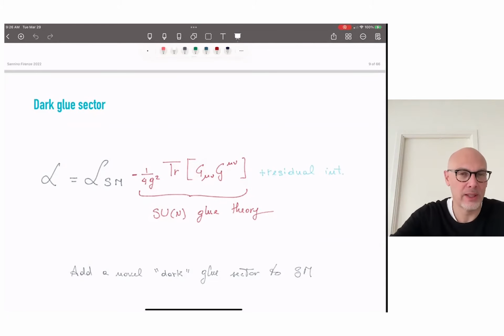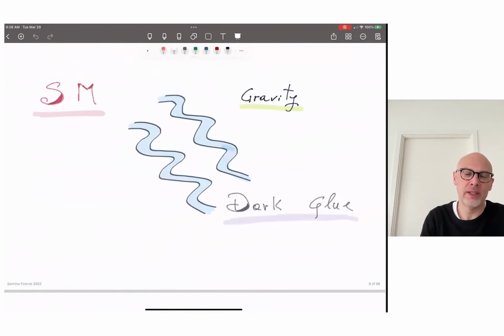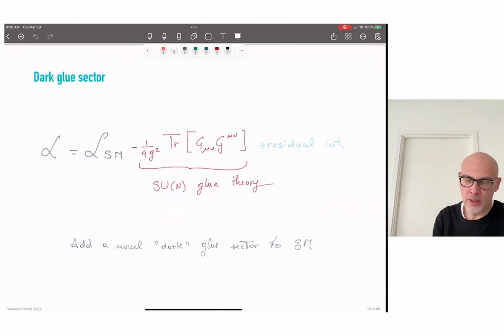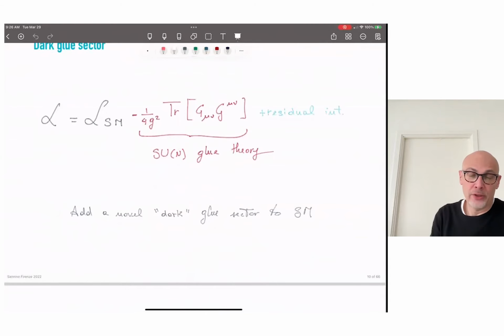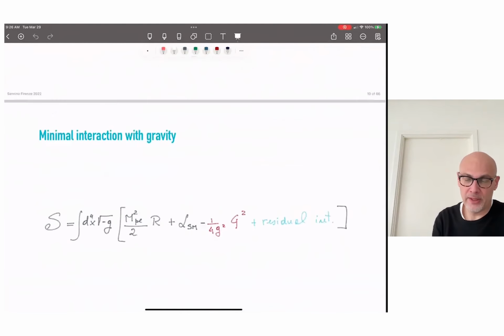So why is it dark? Well, it's pretty clear why it's dark, because it interacts with the standard model very minimally. So how do we know that there is this sector? Well, at the very least, it interacts gravitationally, as we say, the minimum interaction with gravity. Okay. So this is the standard Einstein term, and then the rest you get by generalizing with the interaction with gravity.